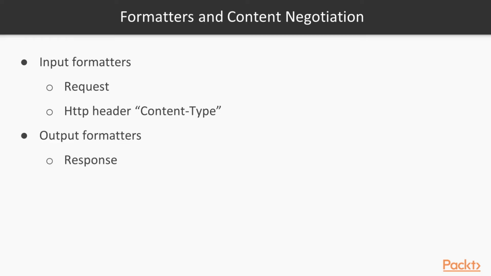The output formatter on the other side is dealing with the response. So the client can tell the server that he is accepting the data in a specific format. He can use the HTTP header accept for that. If the content type or the accept header are not sent with a request, then it's okay if the API uses a default one. But if the API is not supporting a content type or an accept header, the API should return the correct status code for that. Let's see that in a demo.